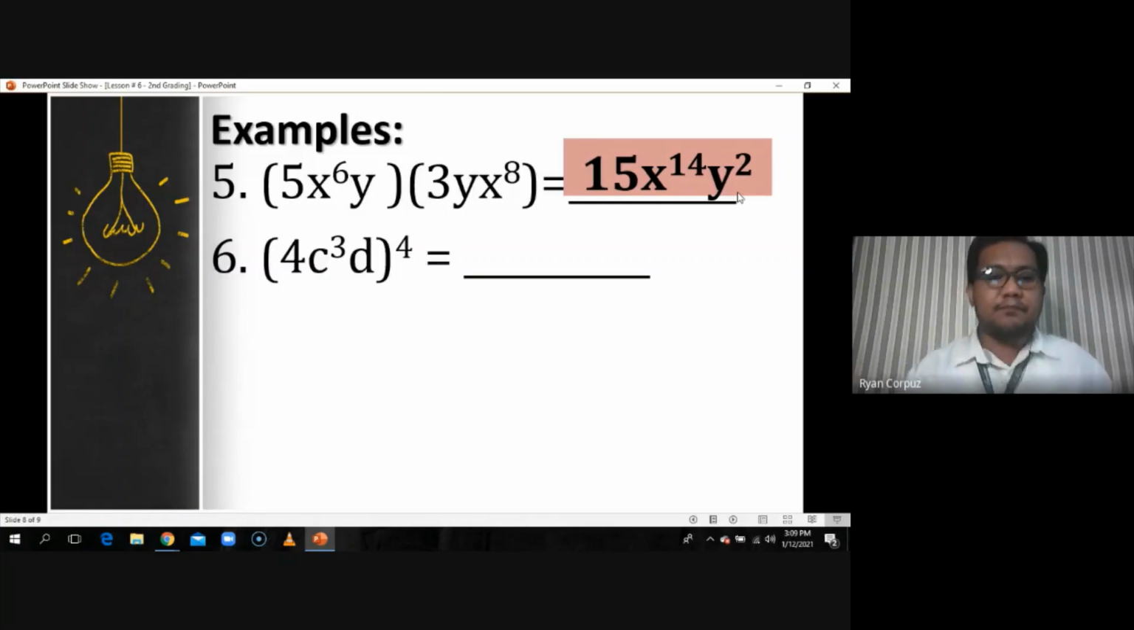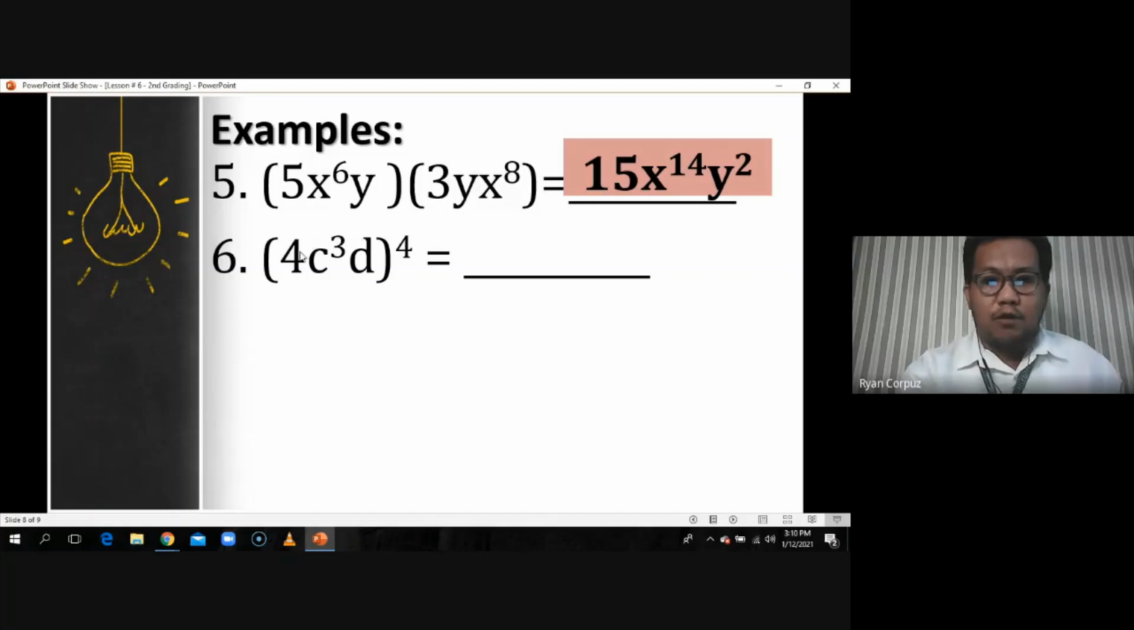Another sample, number 6. So the given is 4c cubed d, quantity raised to 4. So we do have a term that was raised to an exponent outside. Diba? With the application of the power rule again, all you have to do is this exponent na 4 outside is to be distributed in each of the factors inside.